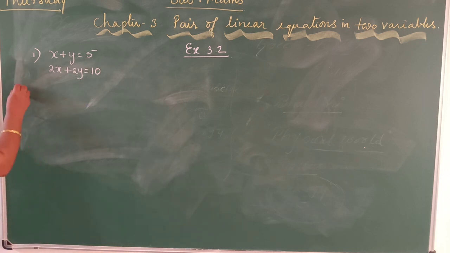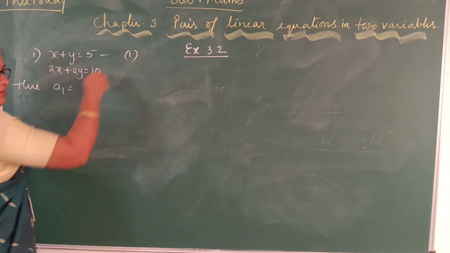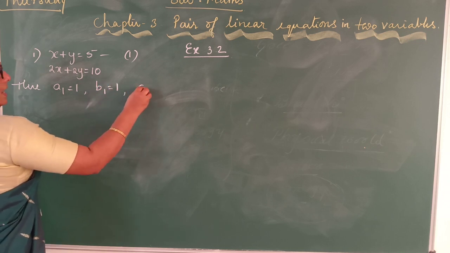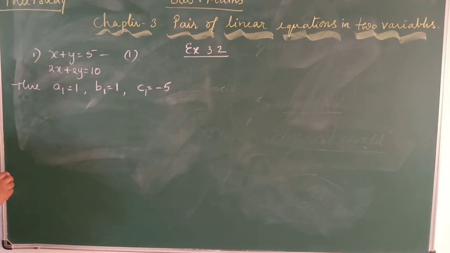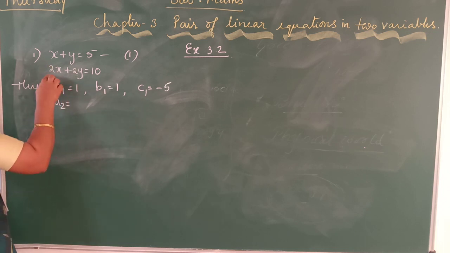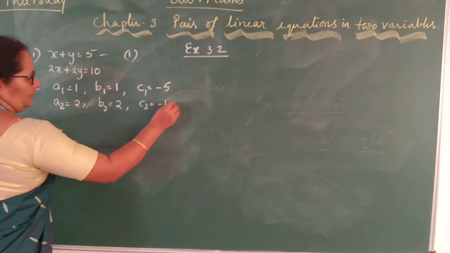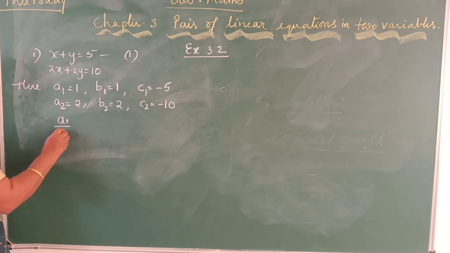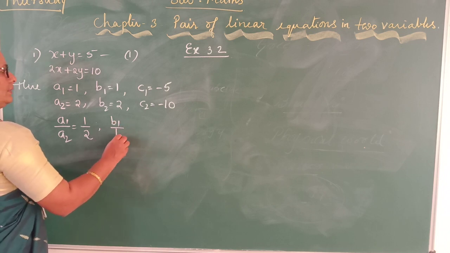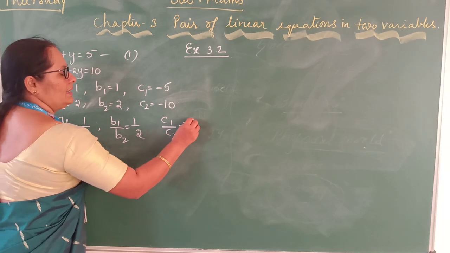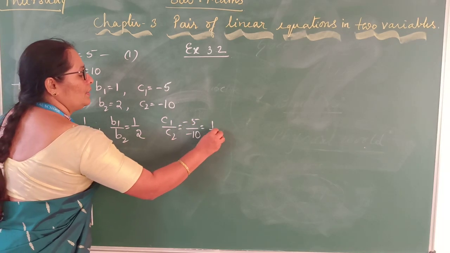Okay. Now here, what is A1? A1 is the coefficient of x in equation 1. So the coefficient of x is 1, B1 is also 1 and C1 is minus 5. And in the second equation, A2 is 2, B2 is also 2 and C2 is minus 10. Now take the ratios. What is A1 by A2? 1 by 2. And B1 by B2, which is also 1 by 2. What about C1 by C2? Which is minus 5 by minus 10, which is also 1 by 2.